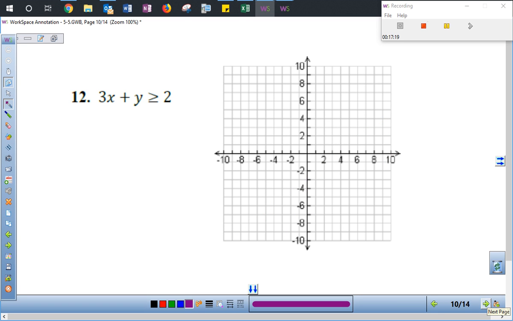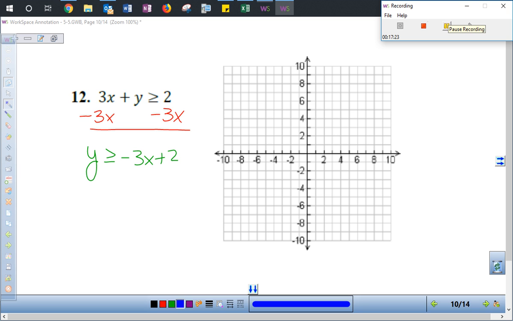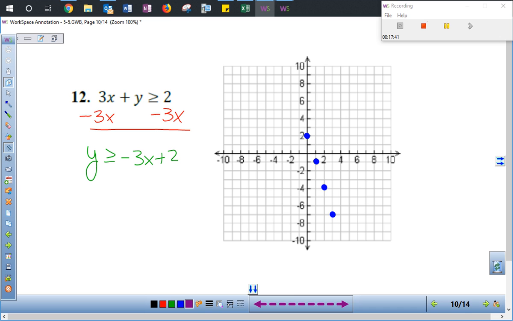Number 12. Again, go ahead and pause the video and solve for number 12. When you solve, you should get y is greater than or equal to negative 3x plus 2. So I'm going to start at 2 on the y-axis, and I have a slope of negative 3. So I'm going to go down 3, right 1, down 3, right 1, down 3, right 1. This is a greater than or equal to, so it's going to be a solid line.